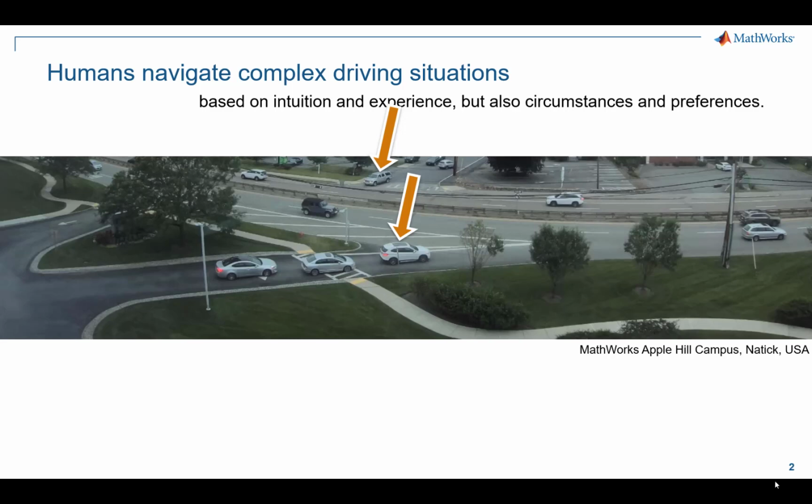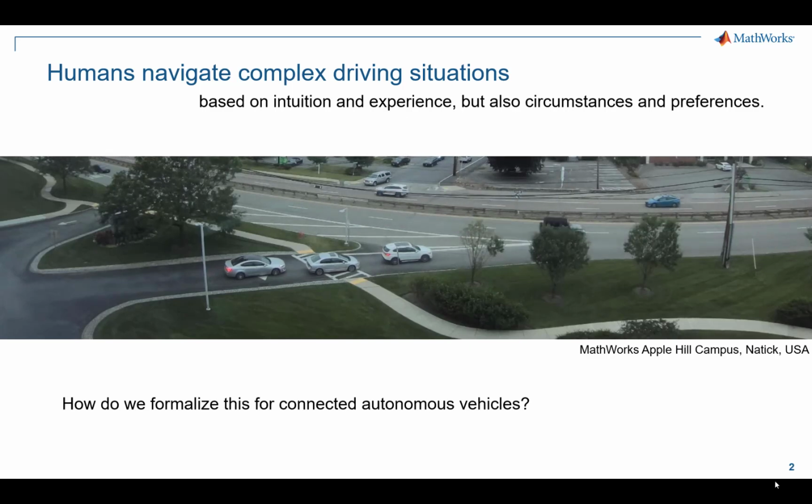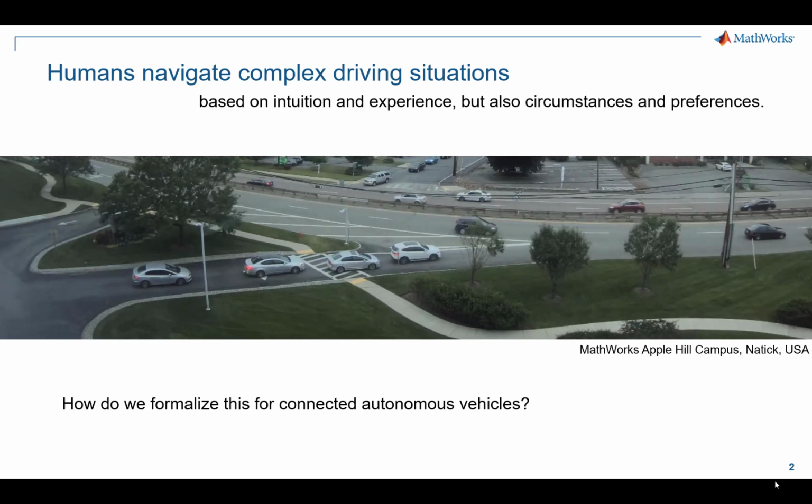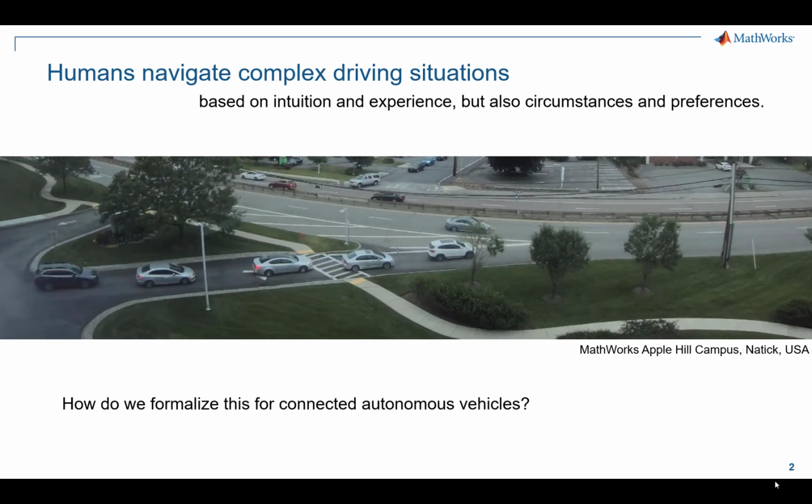Now, if you don't have access to the right of way for a particular driving segment, and if you really needed it, for example, if you are in a hurry, what might you do? A human driver might start inching forward and indicate that they are interested in getting into the traffic. And if the other car is paying attention and if they are driving leniently, perhaps they'll let you go. So that informal sort of interaction may succeed. So the question is, how do we formalize this for connected autonomous vehicles?